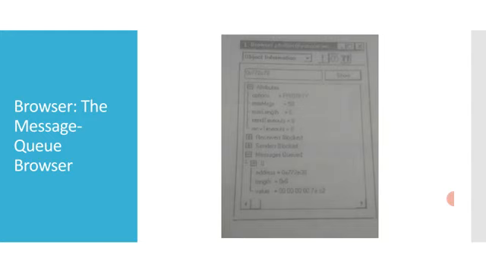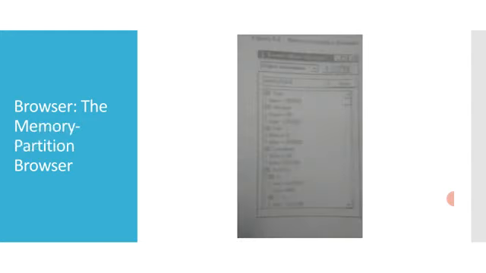Shared memory message queues have a very similar display format, differing only in the title bar, just as for semaphores. The message queue browser also has a version for POSIX message queues. Then later on we'll move on to the memory partition browser. This is how it appears.